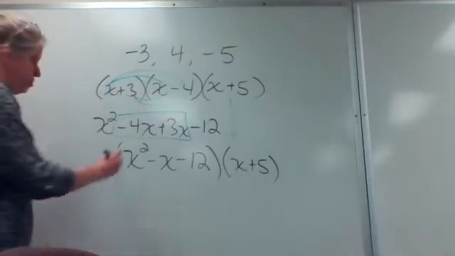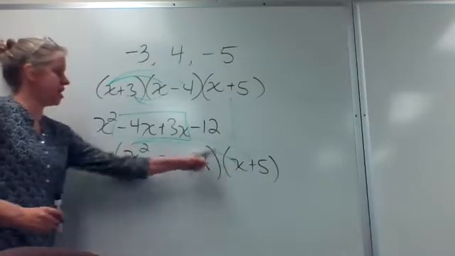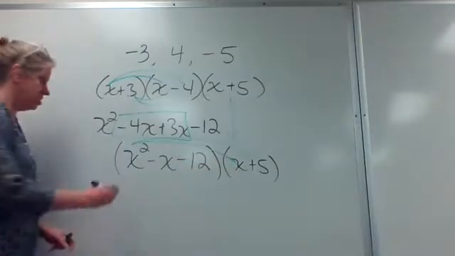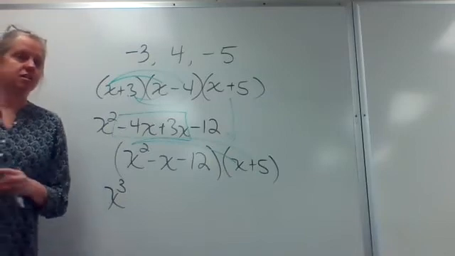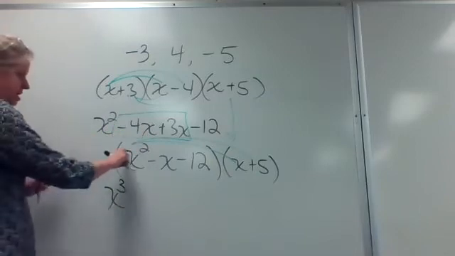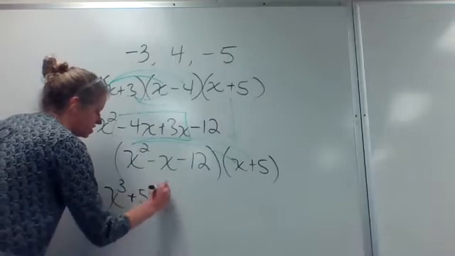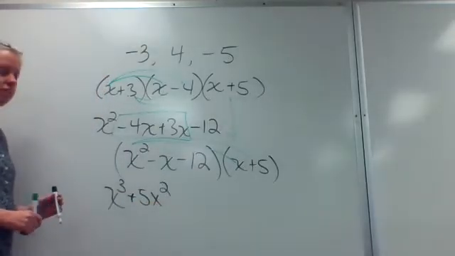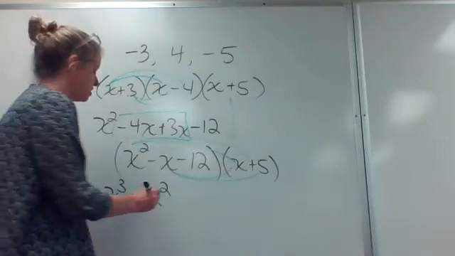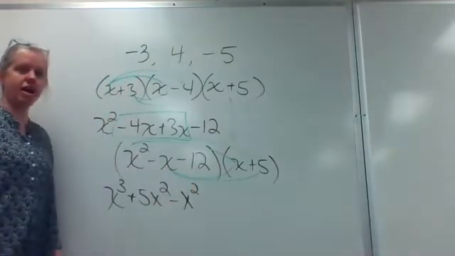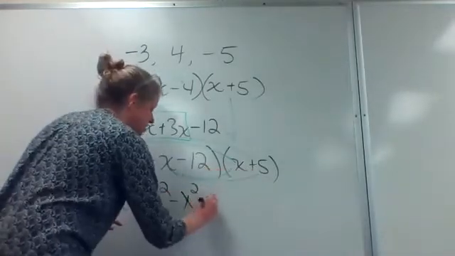And now distribute everything. So x squared times x gives me x to the third, which gives me a clue that I'm almost done, because remember it told me it was going to be degree 3. So which means this is going to be our last multiplying. So x squared times x gave me x cubed. X squared times 5 is 5x squared. Distribute the negative x to both of those. Negative x times positive x is negative x squared. Negative x times positive 5 gives me negative 5x.